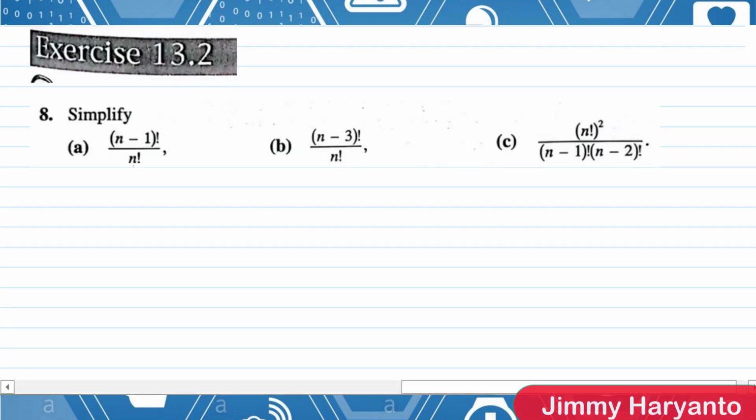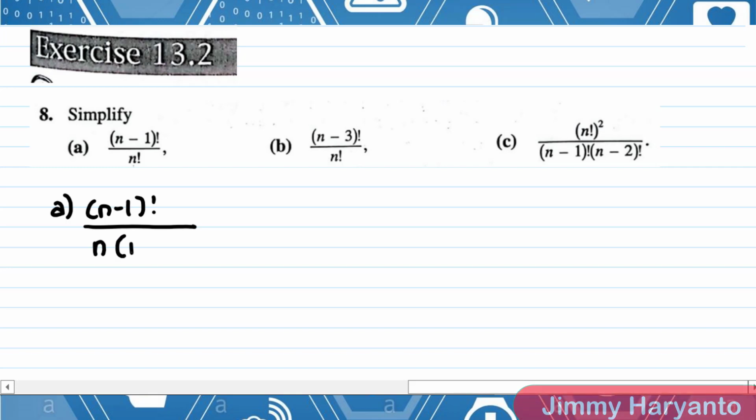Okay, next is number 8. For number 8a, we have to break down the n factorial. Yeah, so for this one, the trick is you have to break down the larger number. Yeah, the larger term. The larger term is n, because n minus 1 is smaller than n. So we have to break down the n factorial.